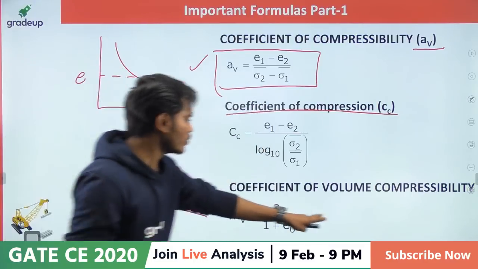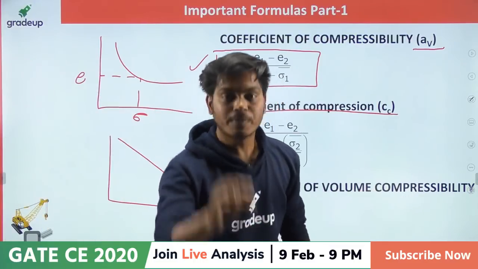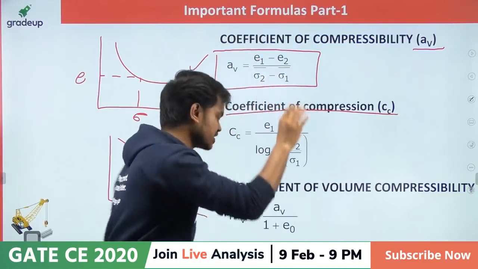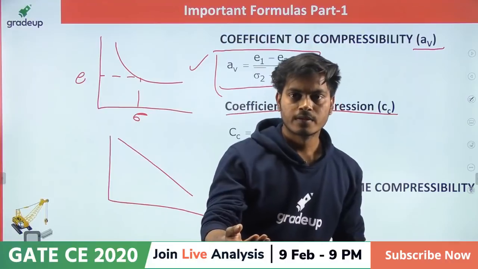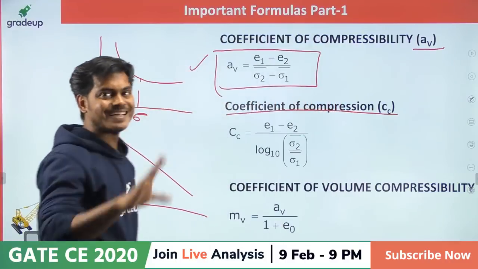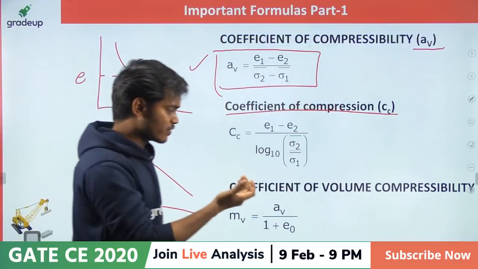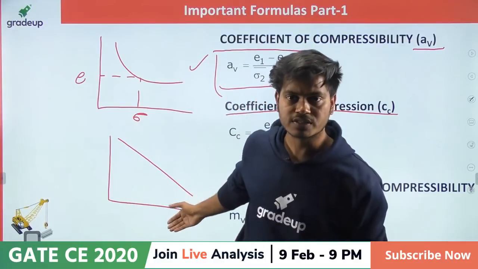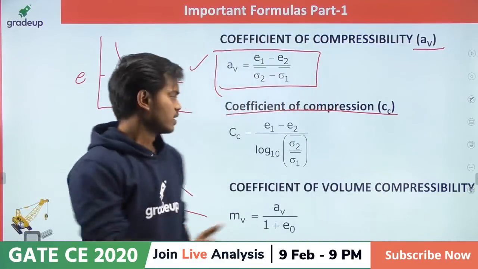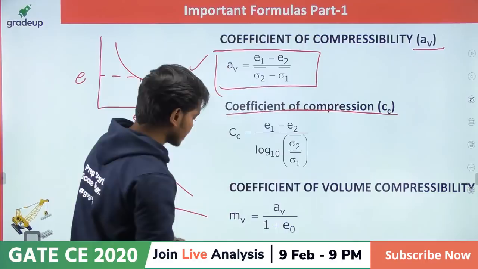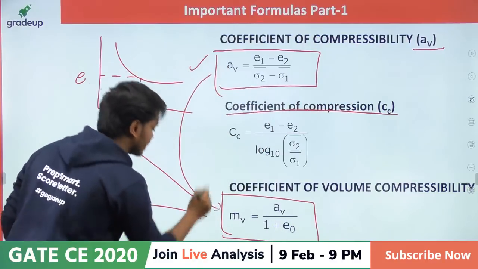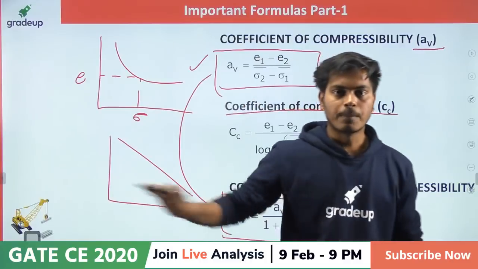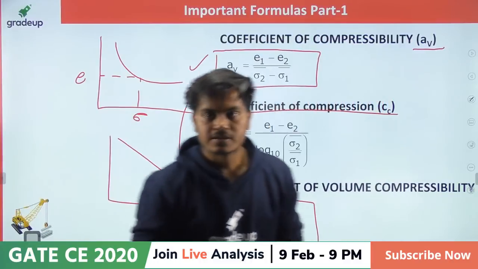Achha, coefficient of volume compressibility. Why am I telling you? Because you will be needing this formula when you are doing what, consolidation. Settlement: whenever you need to get the value of settlement, you have to use these values, MV and this CC and AV. So this is nothing but AV upon 1 plus e naught. So these two are connected in this manner. Perfect. Clear. Set.